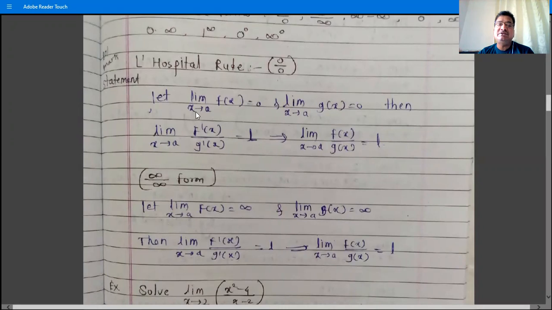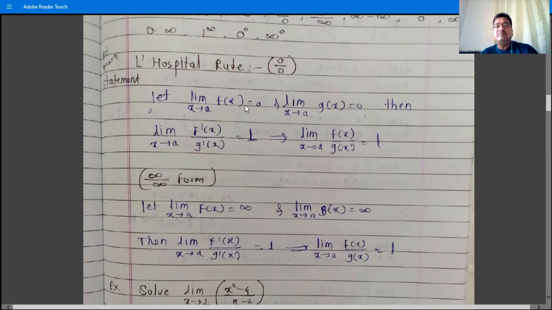Actually, this f'(x) divided by g'(x) is not the derivative of f(x) by g(x). We know that the derivative of f(x) by g(x), by quotient rule, is g(x) into f'(x) minus f(x) into g'(x) divided by g(x) square. But this is not that derivative. It is the derivative of numerator and denominator separately. That is, differentiate f(x) separately, that is f'(x), and separately differentiate g(x), g'(x).